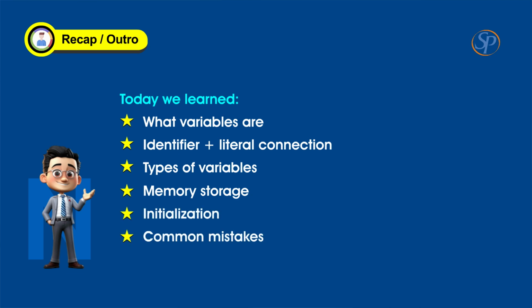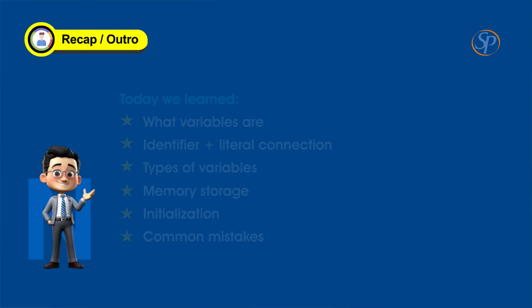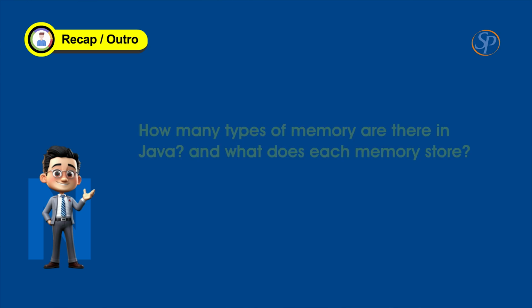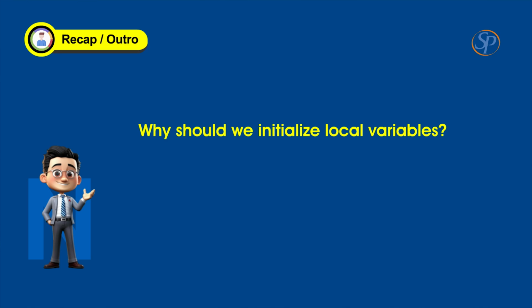Before ending this video, I have a small task for you. Try to find out how many types of memory there are in Java and what each memory stores. Why should we initialize local variables? Mention your answers in the comments.